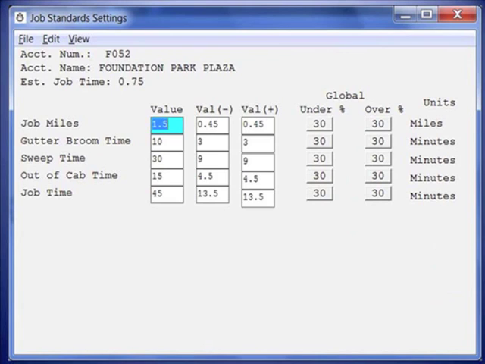In addition, the parameters over and above the estimates are also identified. For example, the estimate is that this job should use 10 minutes of gutter broom time. Our tolerances are 30% above and 30% below that estimate. This means that the time could be anywhere between 7 to 13 minutes before it would be identified on the exception report.